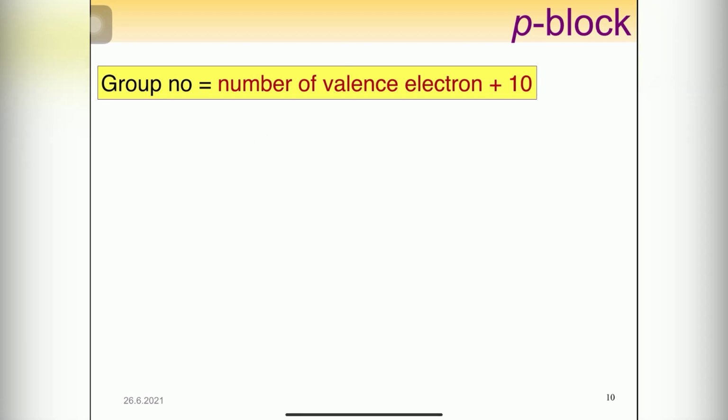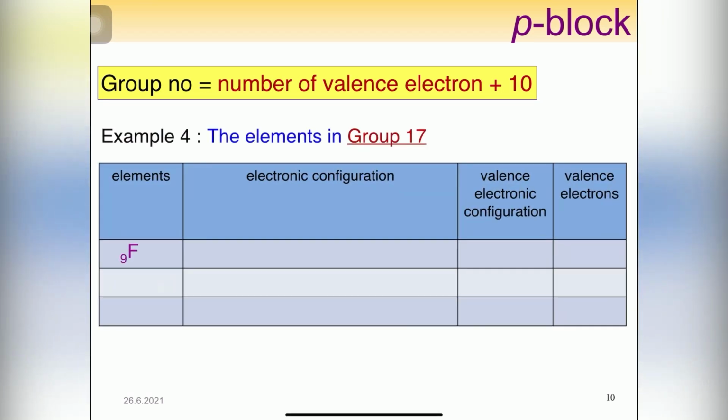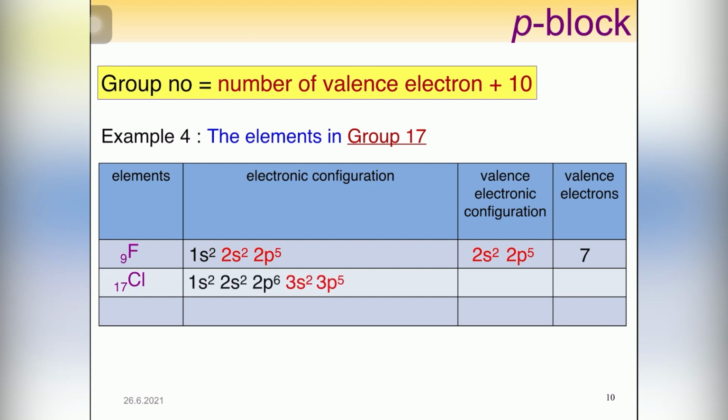Okay, let's see another example for the p block, group 17. Fluorine, 9. This is the electronic configuration. So the highest n is 2. At n equal to 2, there are orbital s and p. So the valence electrons are 7, and the electronic configuration is 2s2, 2p5. Chlorine. Okay, the highest n is 3. There are orbital s and p, so it is in block p. There are 7 valence electrons, and the valence electronic configuration is 3s2, 3p5.